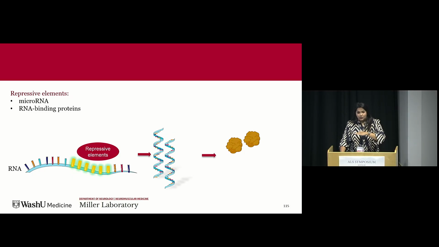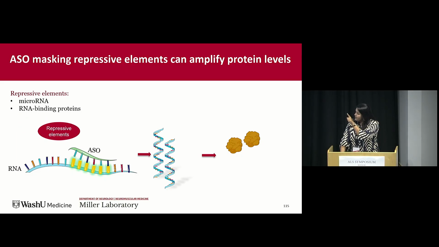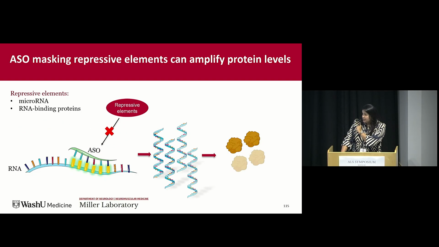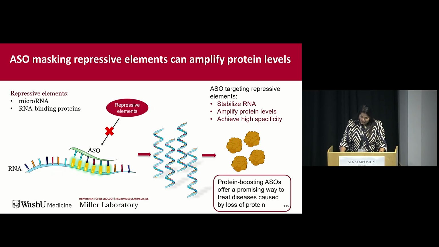However, in conditions where you have little protein, we predicted, what if we make an ASO that can mask this region such that the repressive element is not able to bind to its sequence? That would mean we could stabilize the mRNA, stop it from being degraded, and maybe have more protein. And this approach allows us to make a new class of ASOs that can boost protein expression that could be broadly applied to treat diseases that are caused by loss of protein.